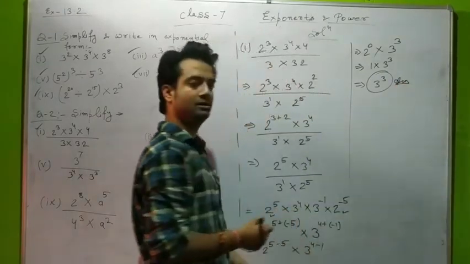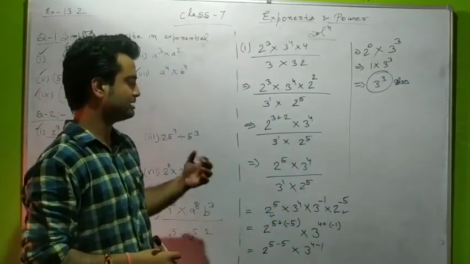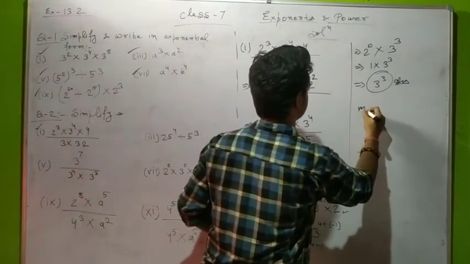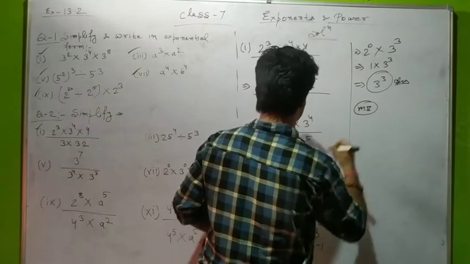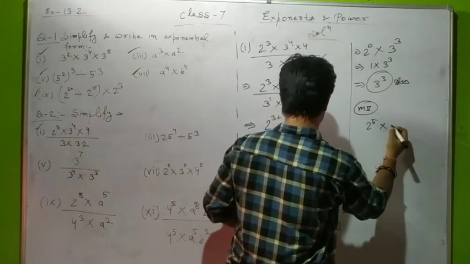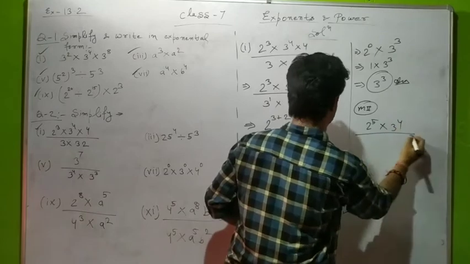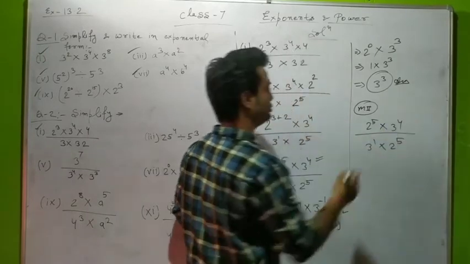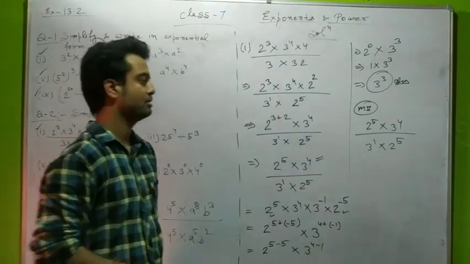This is our answer. Let's have a look at another method, that is how we can solve from here. Okay, this is method 2. This was 2 raised to the power 5 into 3 raised to the power 4 upon 3 raised to the power 1 into 2 raised to the power 5.